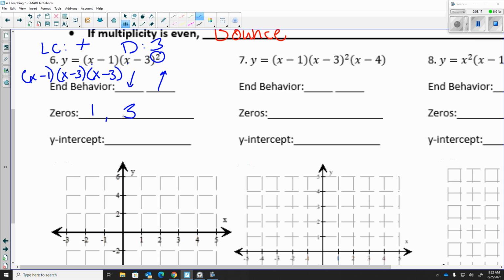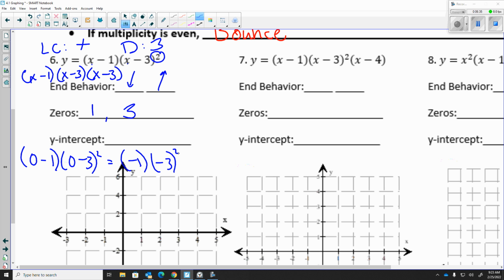What do you do? Change all the x's to 0. Yeah. Okay, so let's see what we get here. 0 minus 1 is -1. Then -3 squared. But hold up, what's -3 squared?